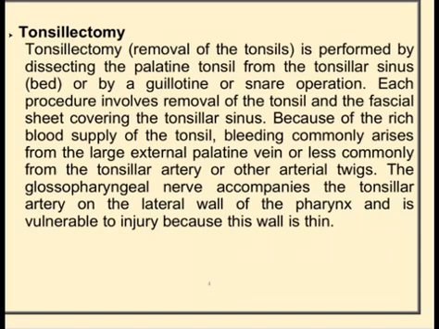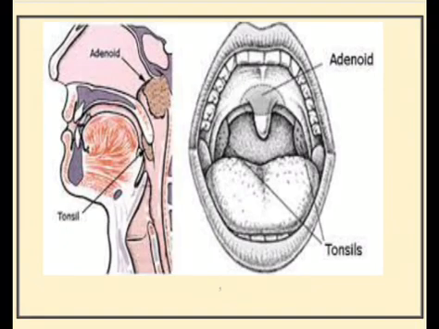In the course of tonsillectomy, the glossopharyngeal nerve accompanies the tonsillar artery. You need to be mindful of the glossopharyngeal nerve, because it accompanies the tonsillar artery on the lateral wall of the pharynx and is therefore vulnerable to injury because this wall is thin. So the glossopharyngeal nerve is vulnerable to injury in the course of tonsillectomy.